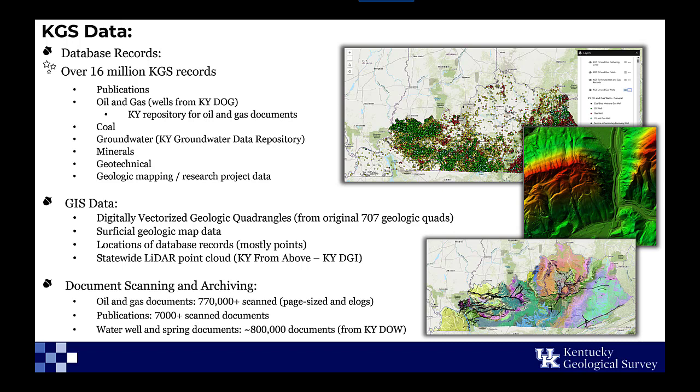displayed in a GIS. We also have a copy of the statewide LIDAR point cloud data that we use for internal research, but we use a lot of the derivatives from that state LIDAR point cloud on our map services. This point cloud data was collected through the Kentucky From Above program administered by the Kentucky Division of Geographic Information, and they also have rich imagery and other DEM information.